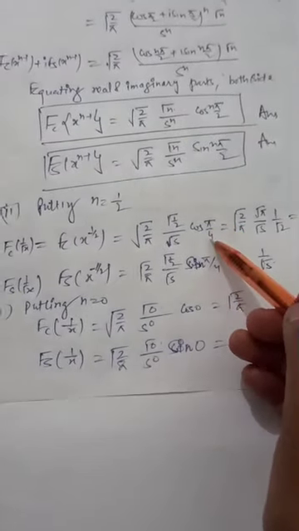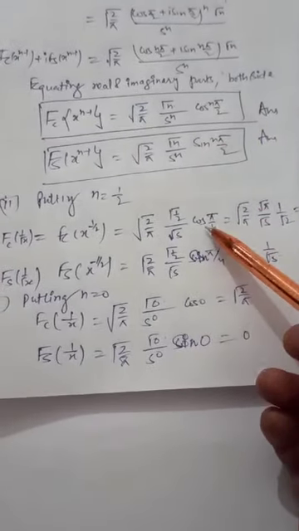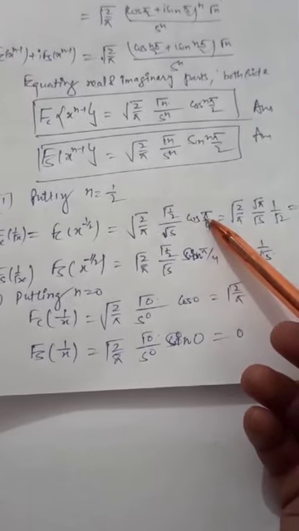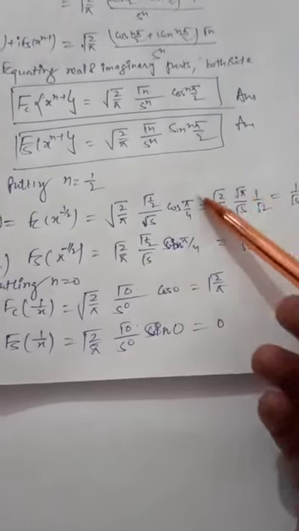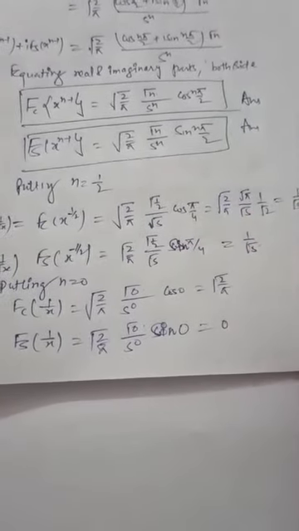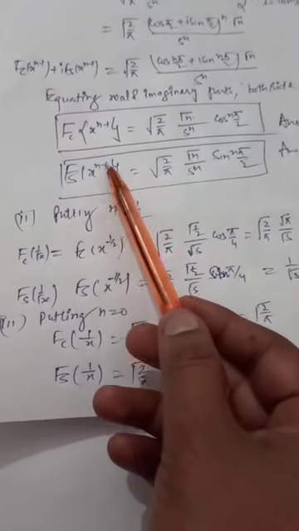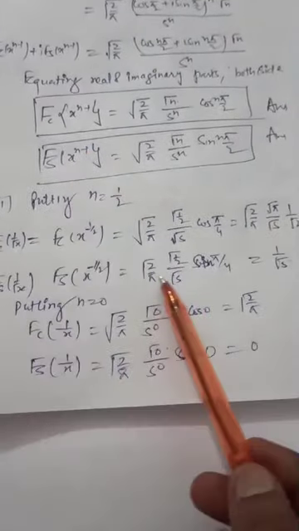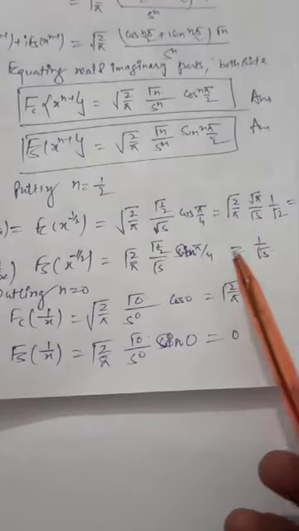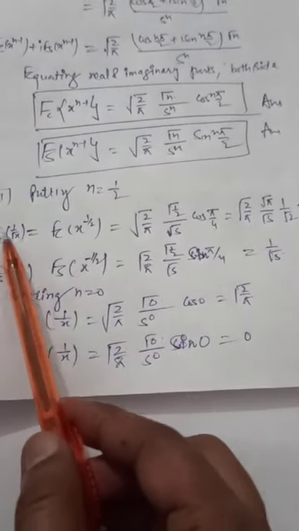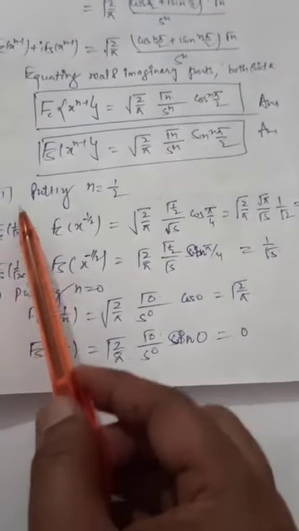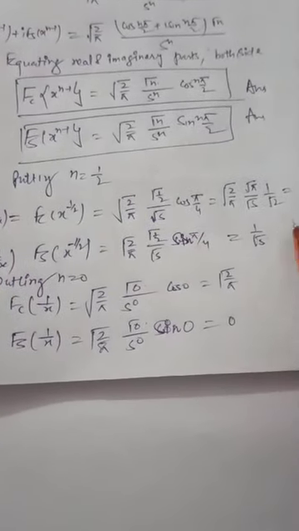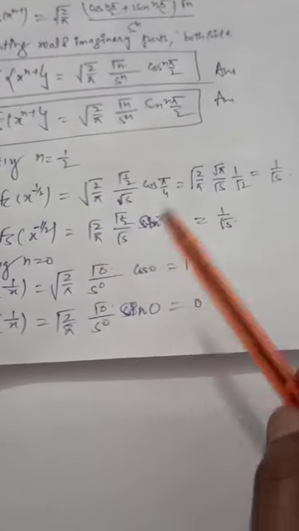So cos pi by 4, if you put here cos pi by 4, all of you know cos pi by 4 is basically 1 by under root 2, then you will put all the values, and you will get 1 by under root s. Similarly, if you put here n equal to 1 by 2, you will again get 1 by under root s. So the cosine transform of 1 by under root x and the sine transform of 1 by under root x are the same, 1 by under root s. Okay, so this is basically an important result.